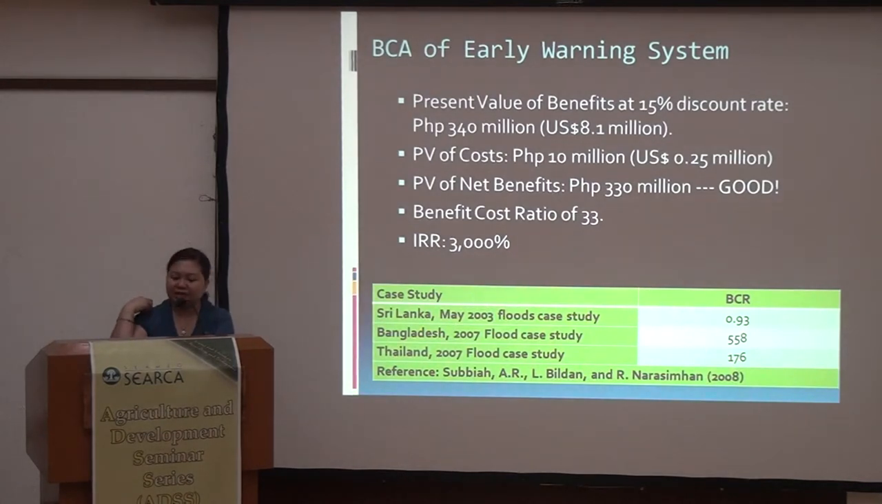So we looked at similar studies in other countries and we found out that it is actually a conservative estimate. In fact, the Bangladesh flood case study showed a BCR of 558. A Thailand study showed a BCR of 176.